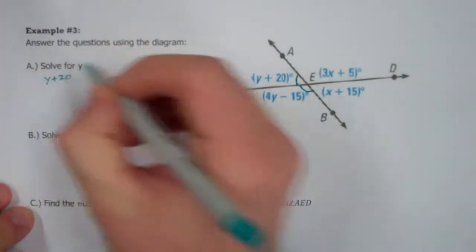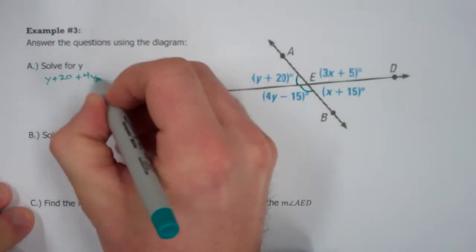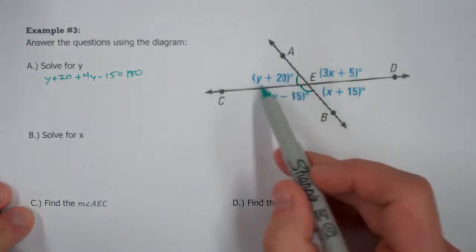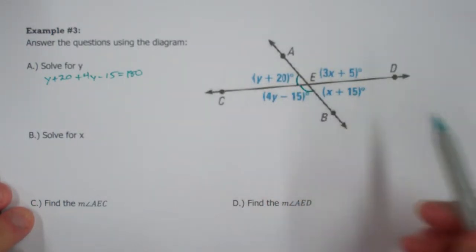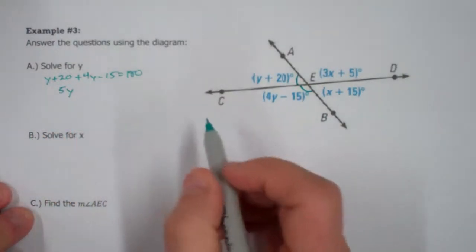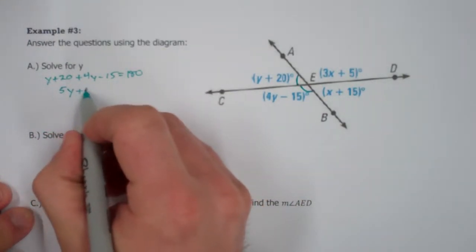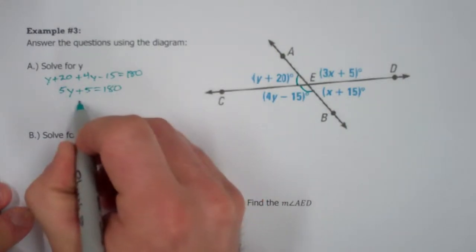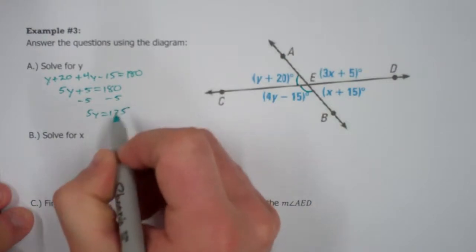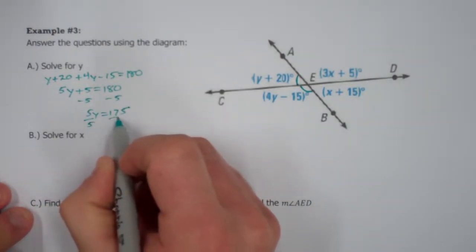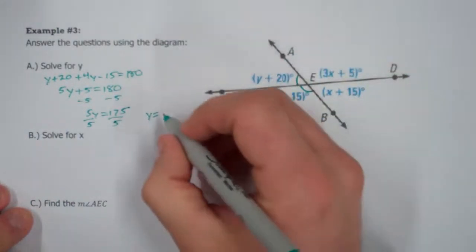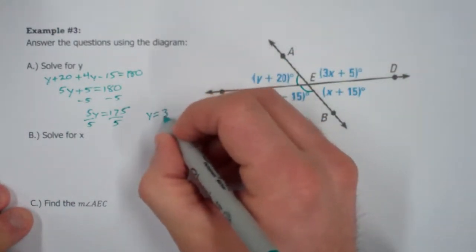So we're going to do y plus 20 plus 4y minus 15 is equal to 180 degrees. So this angle plus this angle must total 180. On the left hand side, y and 4y is 5y. 20 minus 15 is 5. We'll then subtract 5. 5y is equal to 175. We could divide by 5 here. And let's see, I think y is going to be 35.